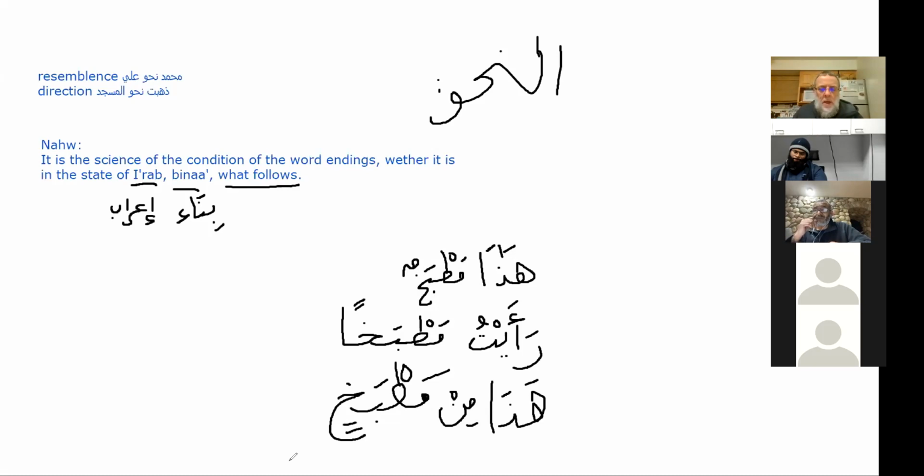Just a quick question. When you say, for instance, kasra or any of its substitutes, do you mean that tanween is a substitute? Tanween is a kasra. We don't say tanween, we say kasra. Tanween doesn't have to do with the i'rab. We say, what kind of tanween is it? So we say it's a kasra.